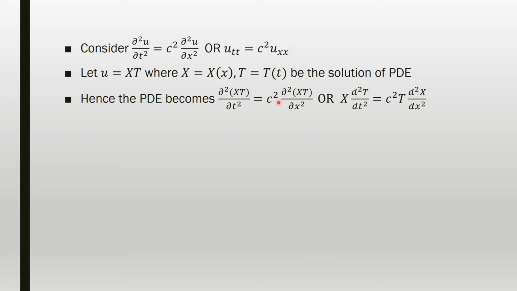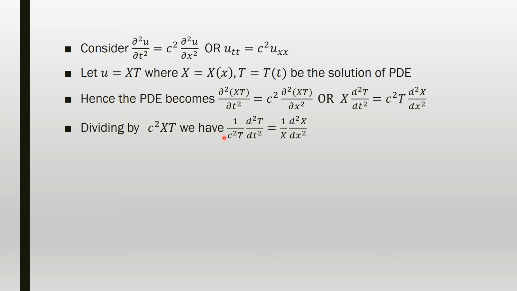Similarly, on the right side, c² ∂²(XT)/∂x². Here the independent variable is x. So the T term let me take out, since T is a function of t only, and ∂²X/∂x² will be changed to d²X/dx², as we have only a single independent variable. So we write X d²T/dt² = c² T d²X/dx². Now dividing this throughout by c² XT, what happens?